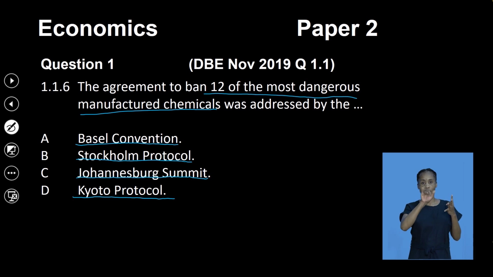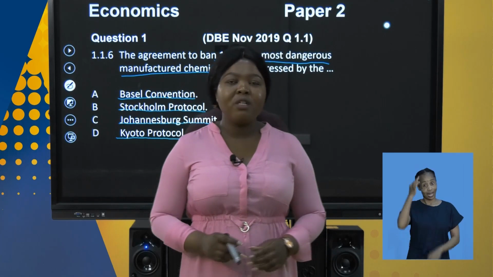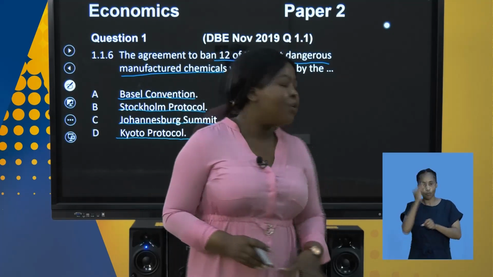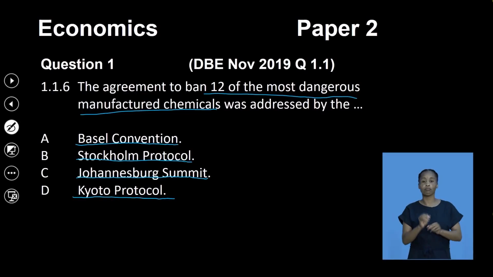Boys and girls, especially when we are looking at our environmental sustainability, I encourage you to familiarize yourself with all the protocols and what was discussed in each one of them. You need to be very comfortable to know what was discussed in the Basel Convention, the Stockholm Protocol, the Johannesburg Earth Summit, and finally the Kyoto Protocol. In this case, our answer is the Stockholm Protocol there.